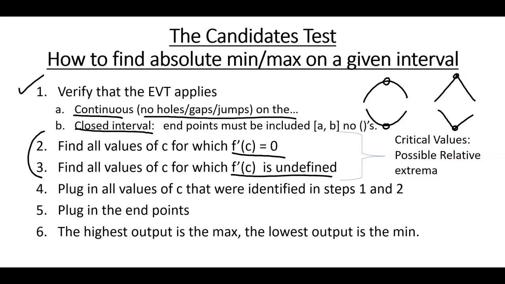Once we know where all those values are, we're going to make a chart. You're going to put your first endpoint and your last endpoint in the chart, and you're going to put all the critical values you found in steps 2 and 3 in there. The last step is to plug everything in and see which one gives you the biggest y value. The biggest y value will be the absolute max, and the smallest will be the absolute min.